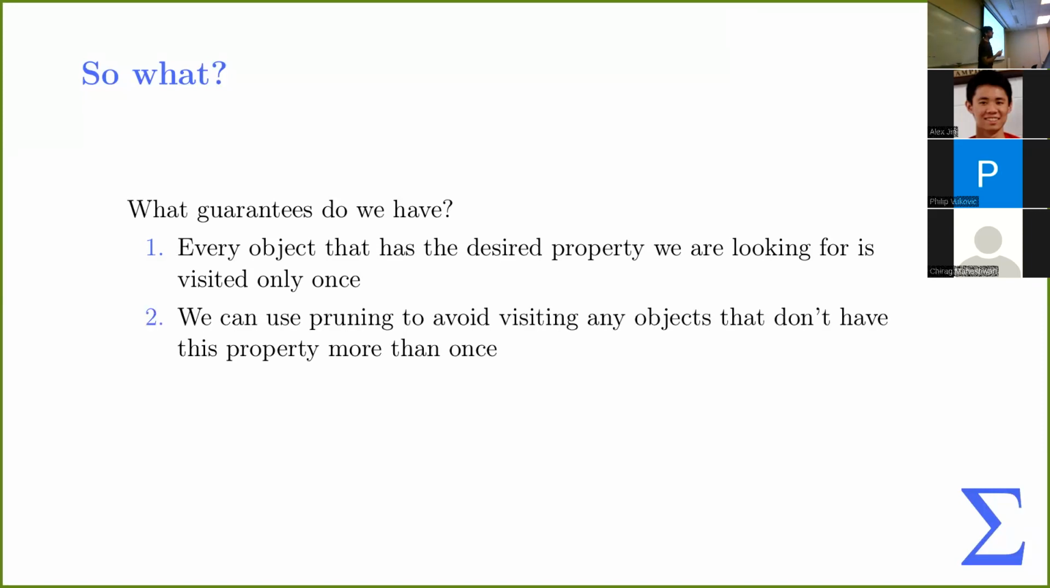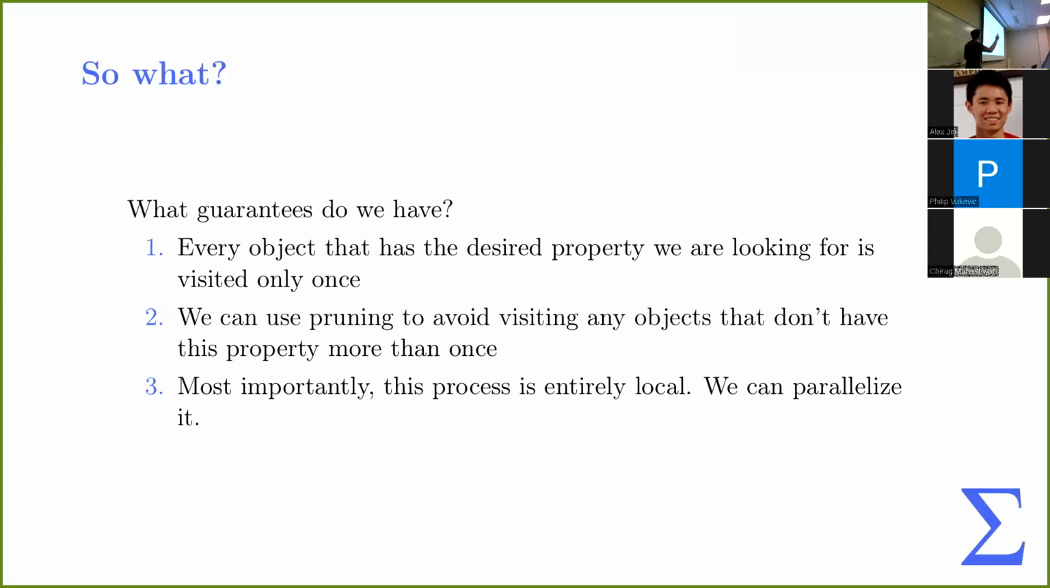We avoid visiting objects we don't want to by that short circuit. But any algorithm you make could also have that. The really important thing is that this entire process is completely local. It only depends on the object that you start with. And then every time you branch off of that, you don't need any global state. You don't need to compare to anything. So you could parallelize this.